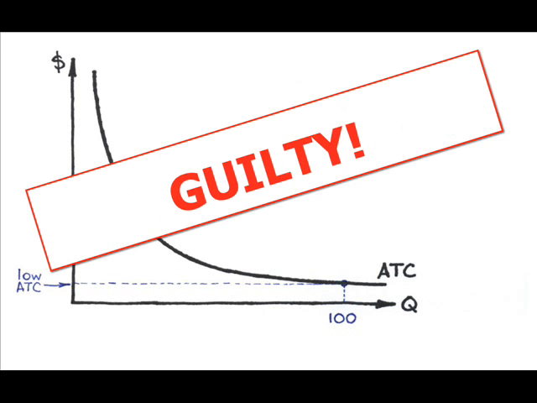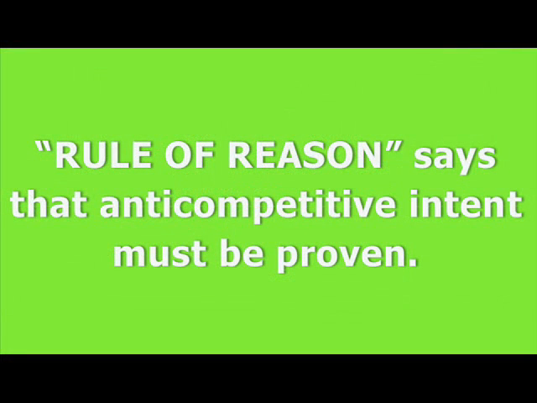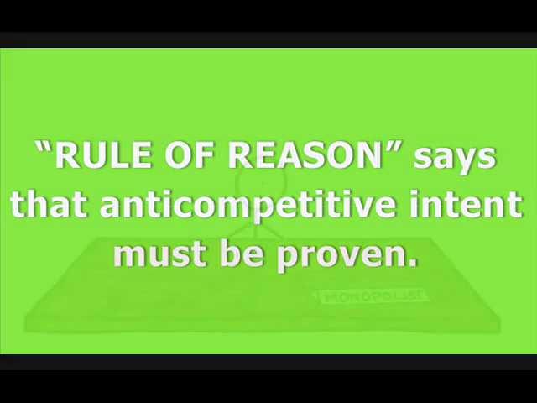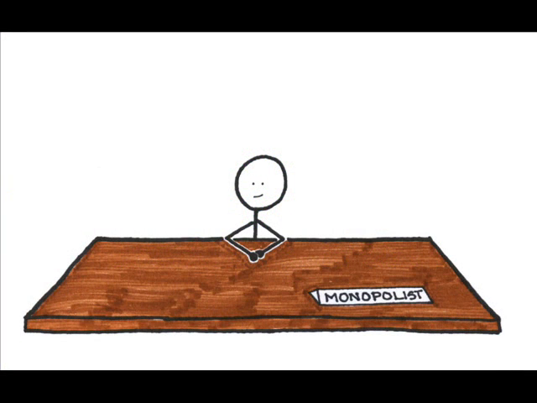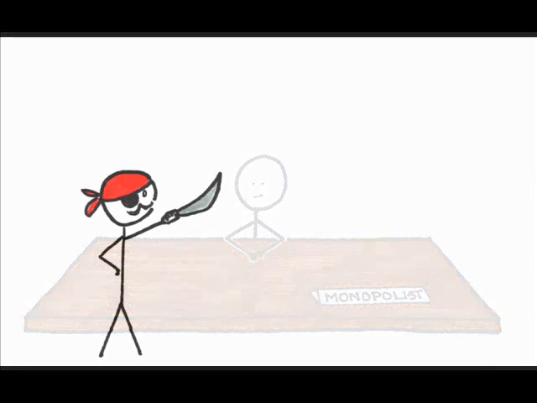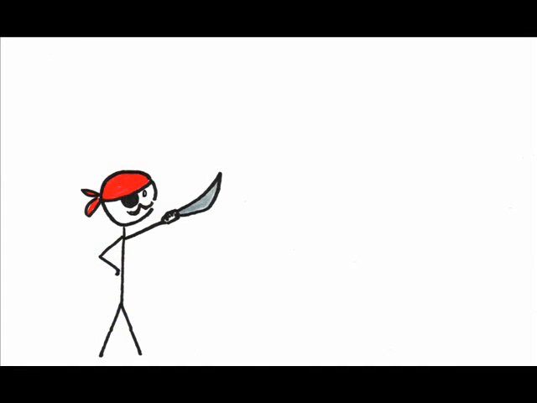Now we have the rule of reason, where anti-competitive intent must be proven when prosecuting a firm for monopoly behavior. Being the only producer doesn't necessarily make you guilty of monopoly behavior, but engaging in anti-competitive behaviors, such as cutthroat pricing or exclusive contracts, that will get rid of competitors and give you monopoly power, does make you guilty.